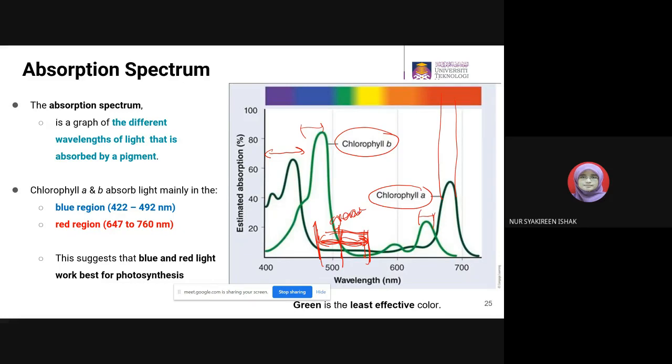Okay, so chlorophyll A and B absorb light mainly in the blue region, which is 420 to 492. Okay, this one you can also include. Mas dia tak jadi salah if you say violet blue juga. Okay, violet blue region. Okay, and also red region. So this suggests that blue and red light works best for photosynthesis.